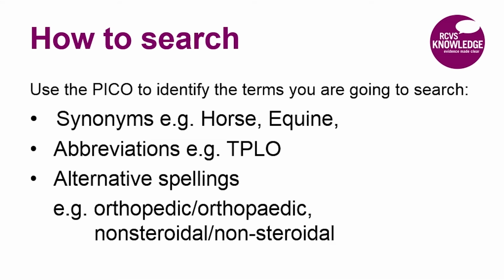And non-steroidal and anti-inflammatory agents and all those things. Non-steroidal, I've got 2 examples there. It's often spelled as one word, it's often spelled with a hyphen, and it's often spelled as 2 words. And to be sure you get all the literature, you'll need to use all 3 when you search.